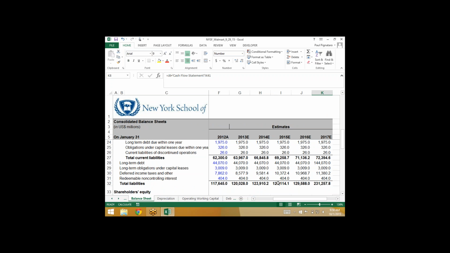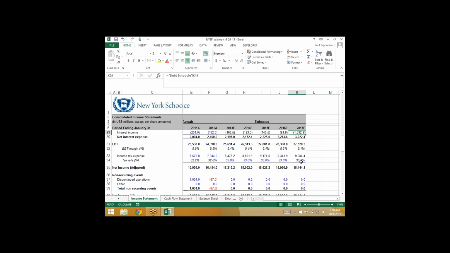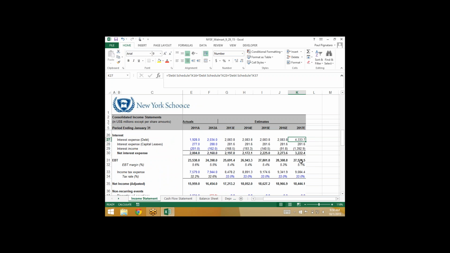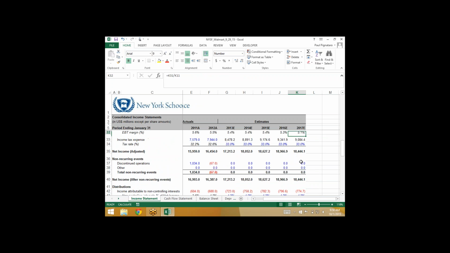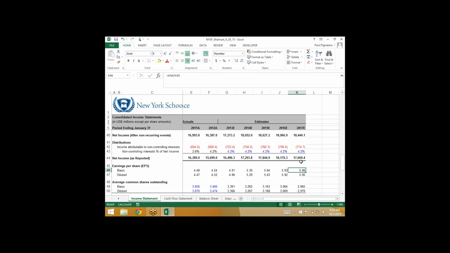Long-term debt should go up from 44 to 144. Yes, it does. Interest expense should go up to 4 billion. It jumps. Yes, it does. Notice interest income has also gone up because we have more cash on the balance sheet. EPS has dropped to 5.96 from 6.18. So in the debt case, it's gone down to 5.96. Okay? It's dilutive. It's dilutive because of the impact on interest. You okay with that? Okay.